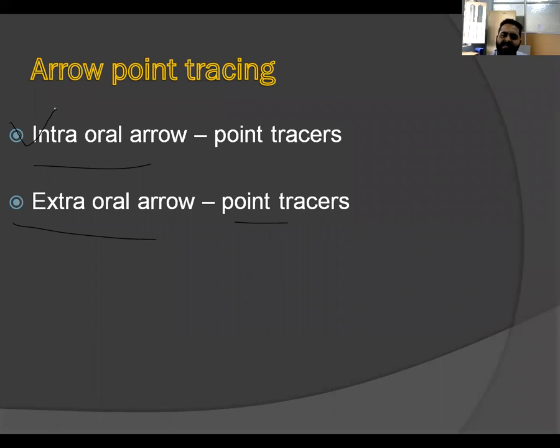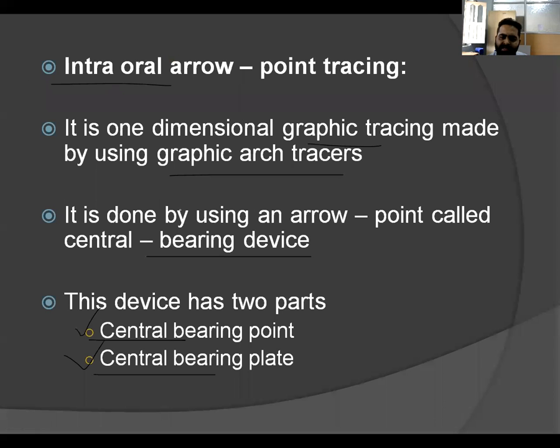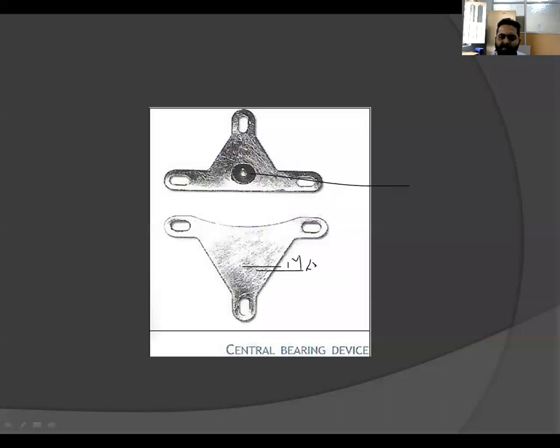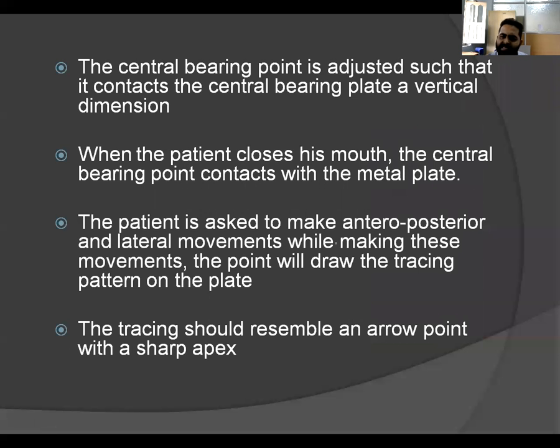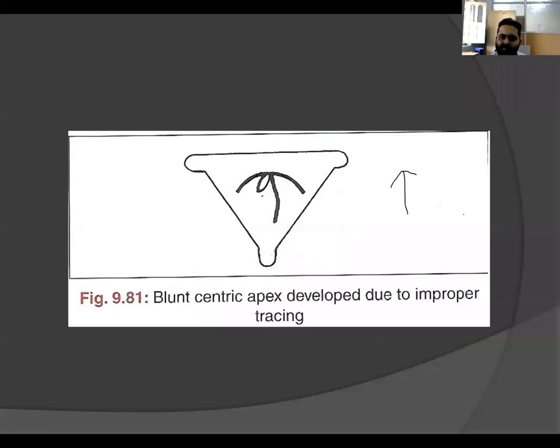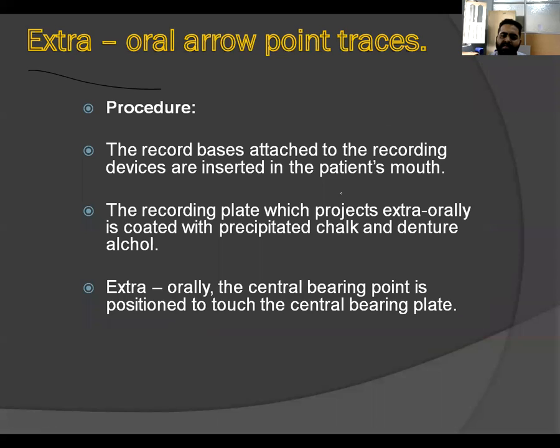So basically, we have the intraoral traces and the extraoral traces. The different parts of the arrow point tracing should be known to the student properly. So this is the plate. This is your central bearing plate, and this is your central bearing point. The same is attached to your maxillary and mandibular rims. You get the same arrowhead tracings as in the Gothic arch, but it is not in the diamond shape, it is in the arrowhead. It is an improper tracing which was done because of the blunt centric apex present in your tracing.